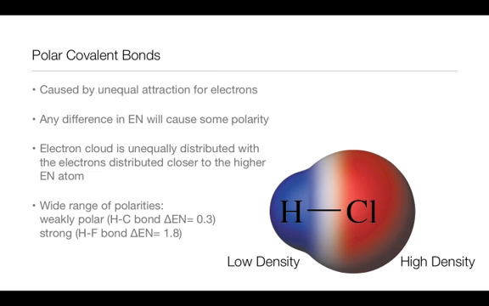For polar covalent bonds, we have a very wide range of electronegativity differences we can have. We can have an electronegativity difference of 0.3, and that would be a bond between hydrogen and carbon. We could go up as high as an electronegativity difference of 1.8 and still have a polar covalent bond when we have hydrogen bonded to fluorine.